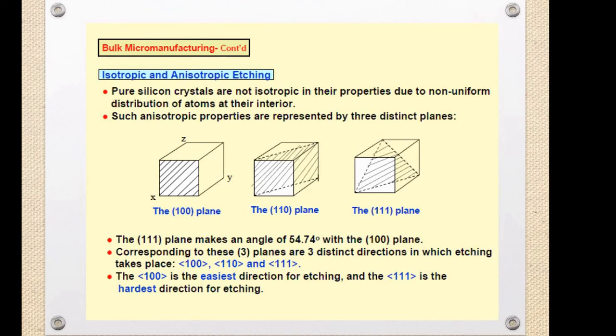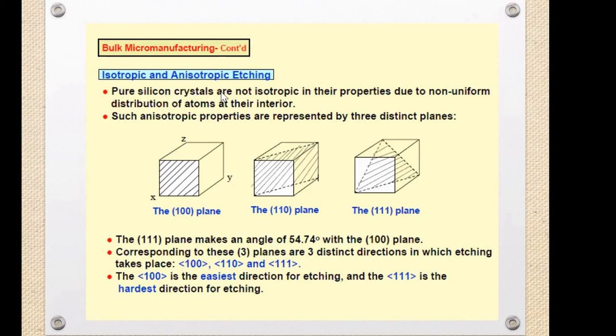So the chemical etchant will attack the material uniformly in all directions. So this type of etching on an isotropic material is referred to as isotropic etching. Isotropic etching is very rarely or hardly used because of the lack of control of the finished geometry.